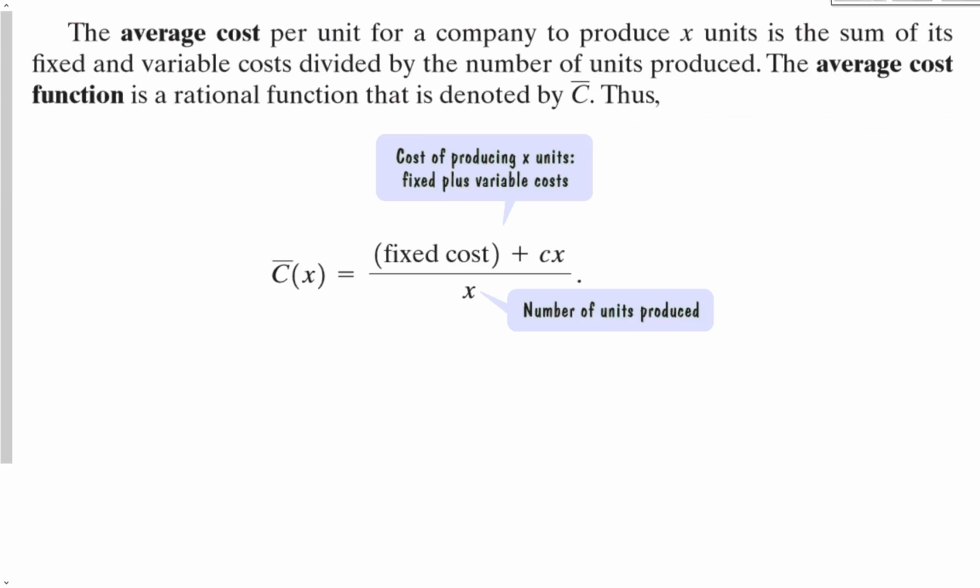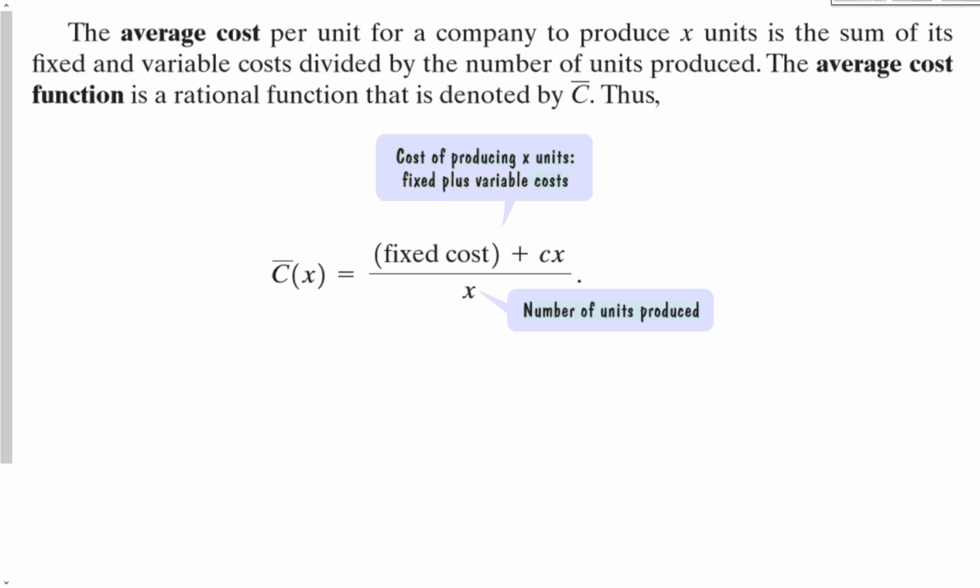The average cost per unit for a company to produce x units is the sum of the fixed and variable costs divided by the number of units, right? That's how you find an average. Take everything and divide it by the number of things. If you're producing 30 things, take the cost, divide by 30. That's how much each unit costs.